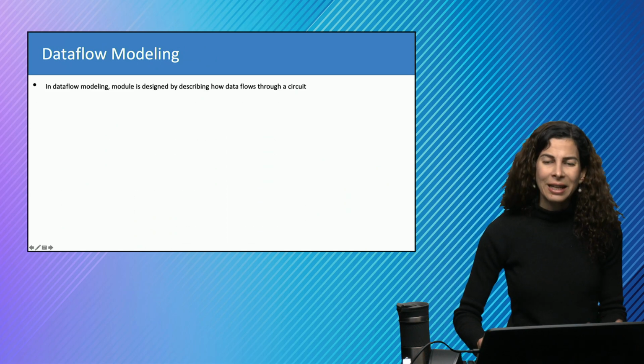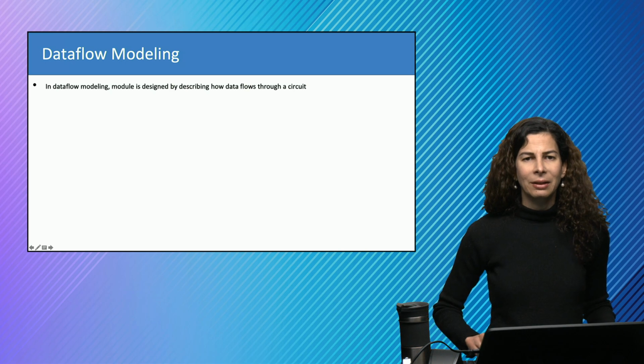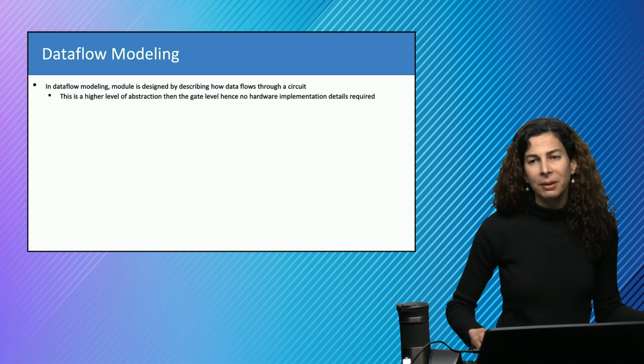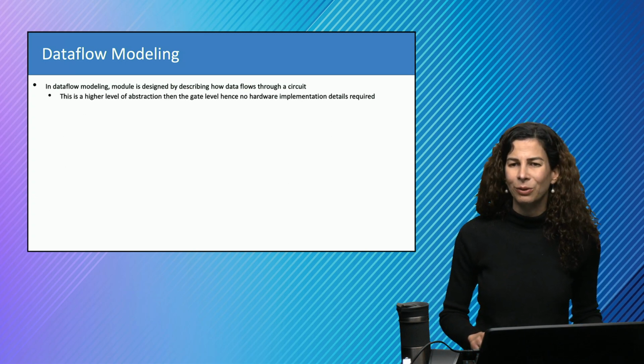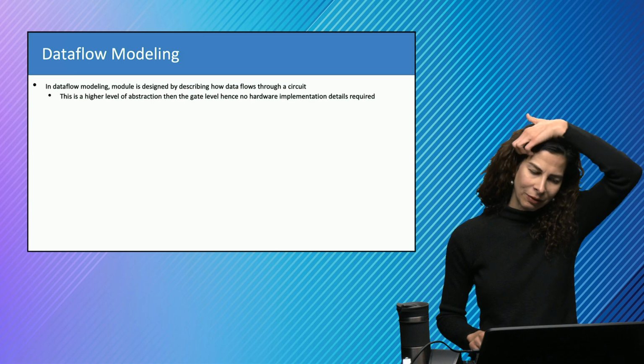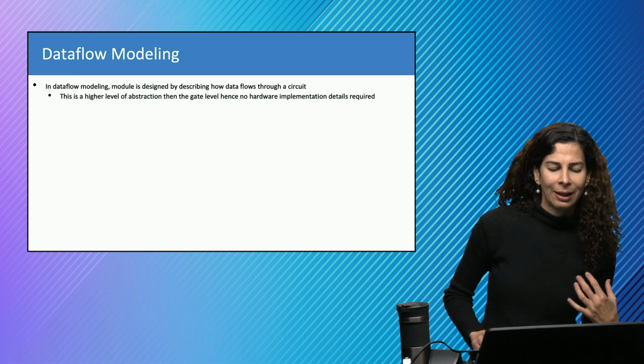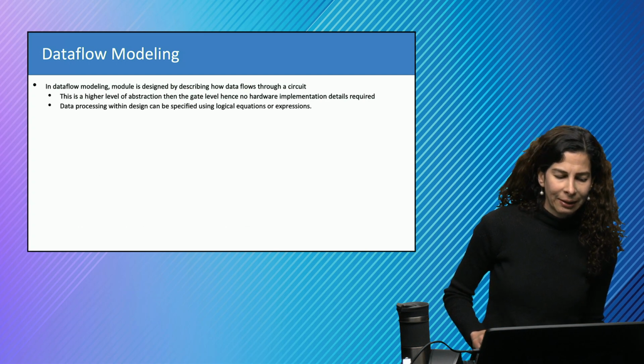So in data flow modeling, the module is explained by just describing how the data flows. And typically we've seen this before. It was like the Boolean logic we've used before, and this is higher than the gate level.